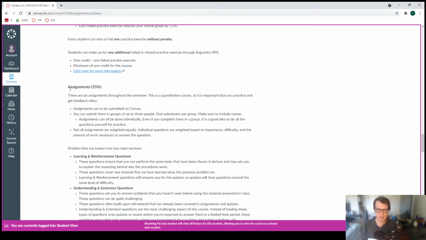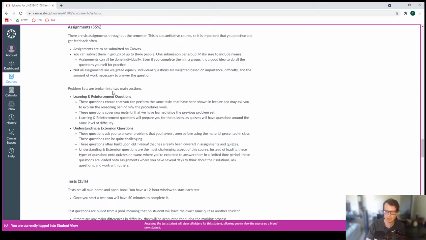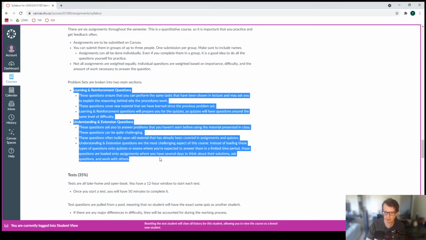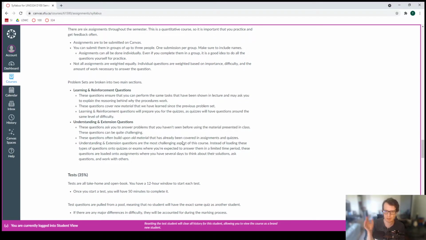Okay, the second big chunk are assignments. So assignments are 55% of your grade. There's only 6 of them in the course, and you can submit these in groups of up to 3 people. So these are all doable individually or groups of 2, but you can submit them in groups of 3 if you want. Now, there are 2 types of questions in these, and the assignments are a little bit different in this course than they are in other courses.